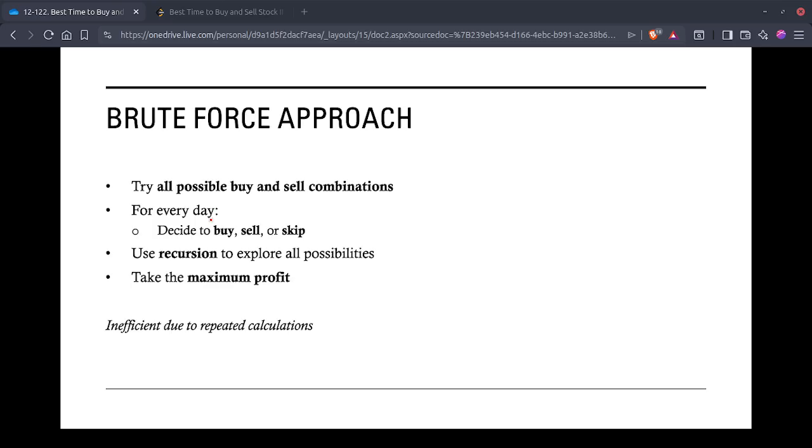Now let's talk about the brute force approach, the first approach. So think like a beginner. What is the most straightforward idea? The idea is to try all possible ways to buy and sell. On each day we have 3 choices: buy, sell, or skip. So we try every combination using recursion and take the maximum profit. This approach helps us understand the problem, but it is very slow because the same calculation repeats again and again.